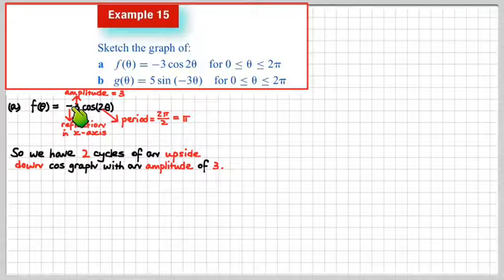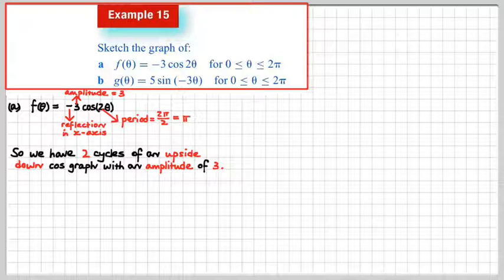Okay, because we have to go from 0 to 2 pi, this means we've got 2 cycles if the period is only pi, and we've got an amplitude of 3. Well, that's pretty easy for us to absorb. 2 cycles of an upside down cos graph with an amplitude of 3.